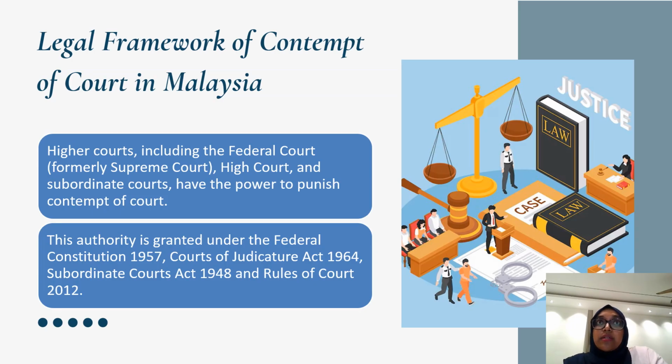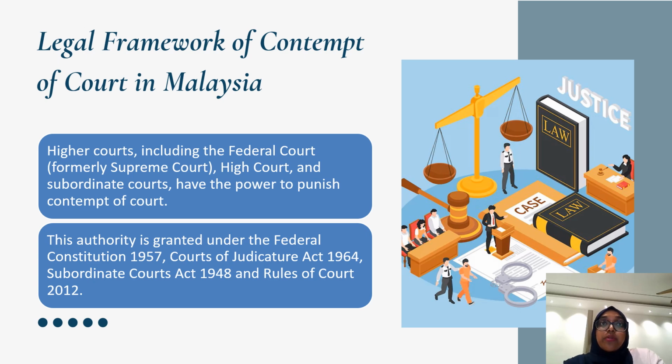In Malaysia, there is no single comprehensive law specifically dedicated to contempt of court. Instead, the enforcement of court authority is through contempt proceedings, which is based on a combination of statutes, relevant principles of rule of law, and established judicial precedents. However, the higher courts, including the Federal Court, which is the previous Supreme Court, the High Court, and the subordinate courts are given the power under the Federal Constitution 1957, Courts of Judicature Act 1964, and the Subordinate Courts Act 1948 to punish contempt of court in judicial proceedings.